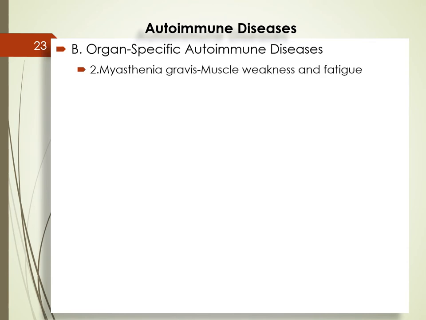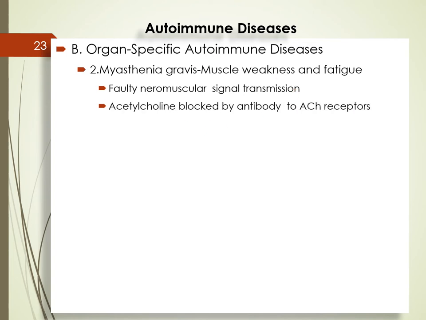Next will be your myasthenia gravis or your MG, wherein it presents with muscle weakness and fatigue. It results from faulty neuromuscular signal transmission because there will be formation of antibodies to acetylcholine receptors. So there will be an autoimmune destruction of acetylcholine receptors. Thus, acetylcholine transmission will be blocked.